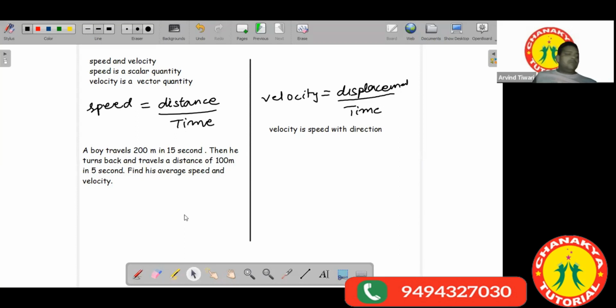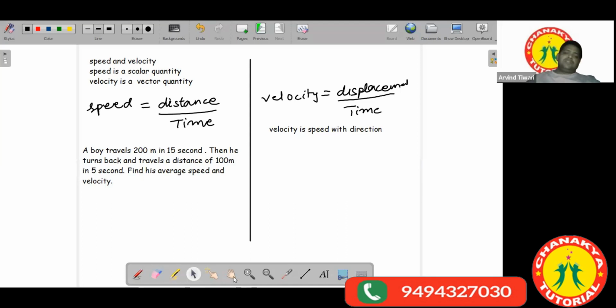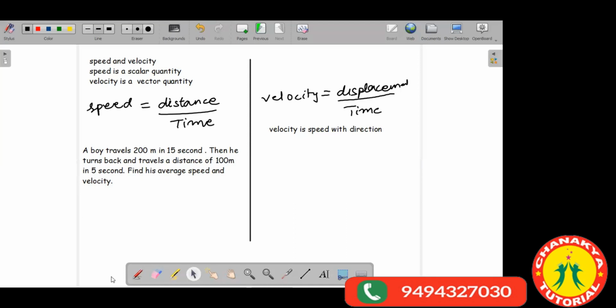Anyone who will be able to solve it? So the total distance should be 300. Total distance would be 300 meter. So then average speed will be 300 by 20. Yes, 15. So the average speed will be 15. 300 by 20, that is 15 meter per second.